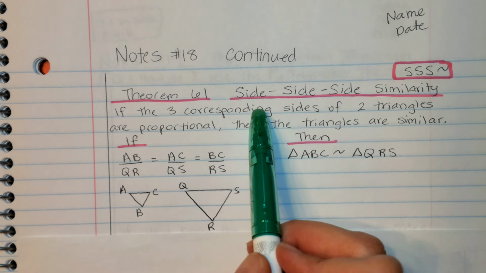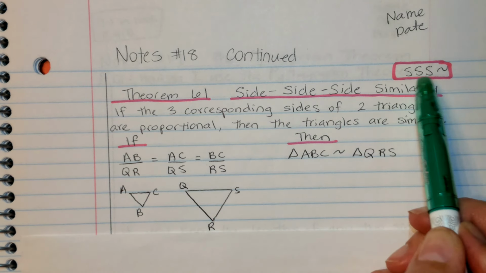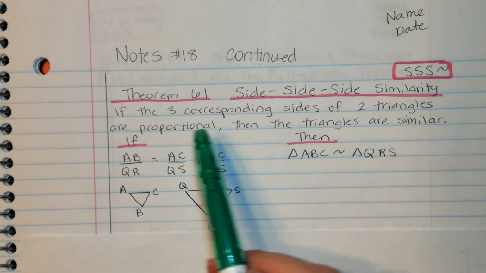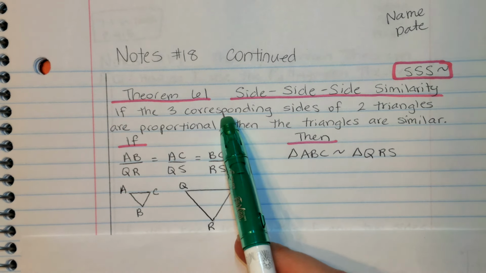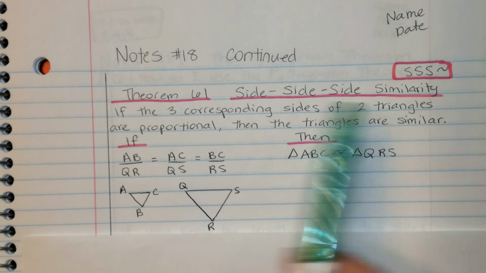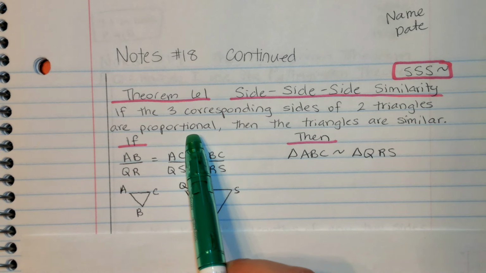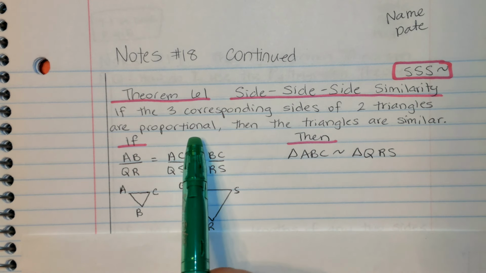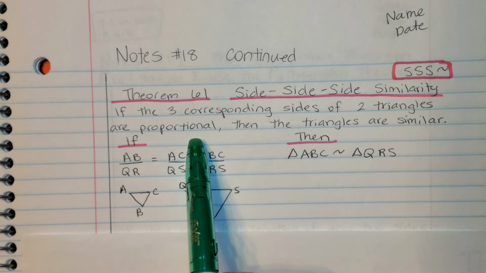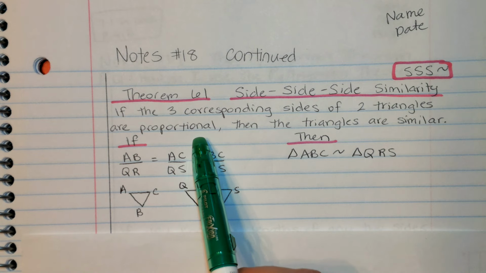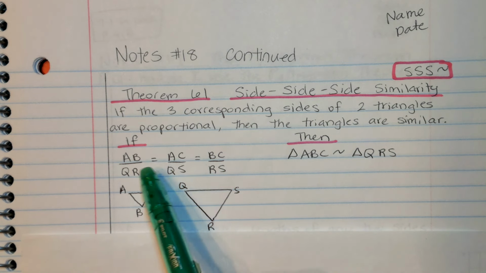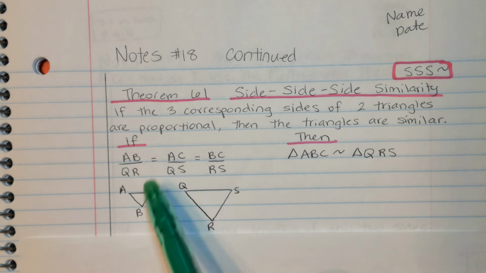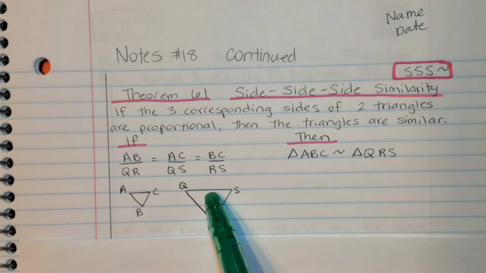Theorem 61, side similarity, SSS, and then the little wavy line for similar. If the 3 corresponding sides of 2 triangles are proportional, then the triangles are similar. So again, proportional, we're not saying that they're congruent. We have to check the proportion and make sure that they're all equal. So here we have 2 triangles which are clearly not the same size. So I know that they're not congruent.